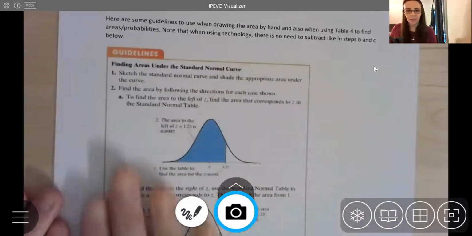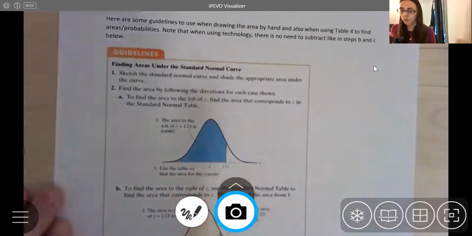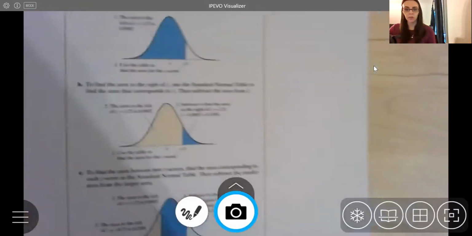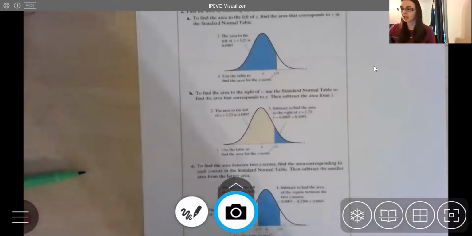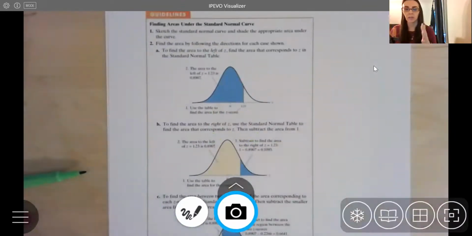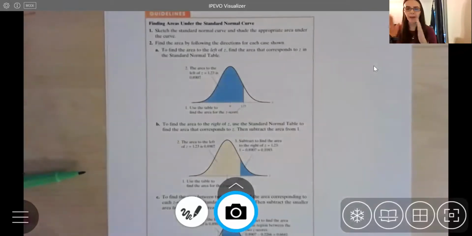And then here's just some guidelines as well. The pictures, I think, are really helpful. I always draw my pictures when I'm doing this section of the text. I really do. I just think it's so much easier to visually see what region I'm looking for. That helps me find my cutoff values and know what I'm trying to find.